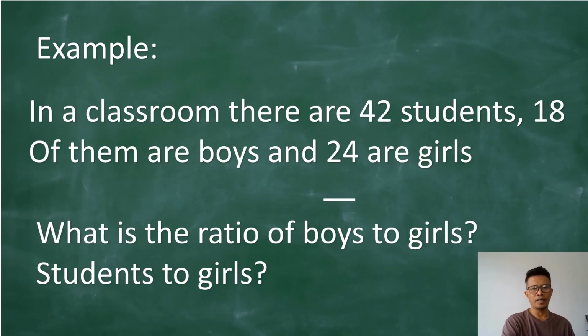Let us have an example. So in a classroom, there are 42 students. 18 of them are boys and 24 are girls. So what is the ratio of boys to girls? Okay, so we are going to find out how to find the ratio of boys and girls from all of the data here in this problem.